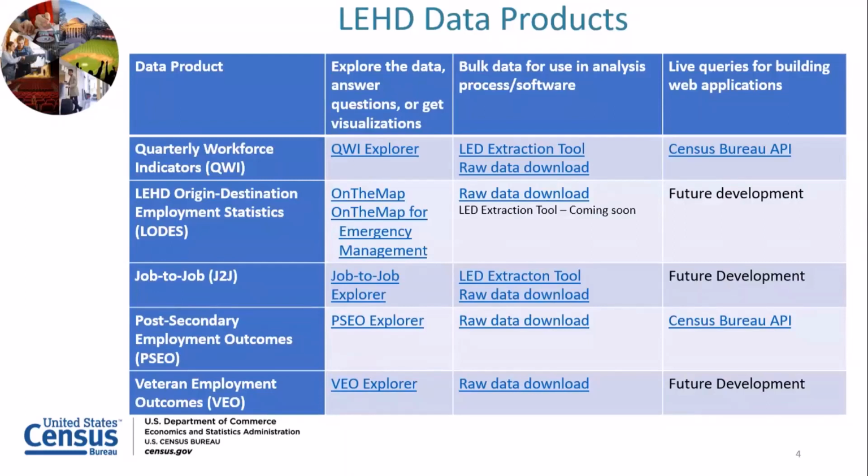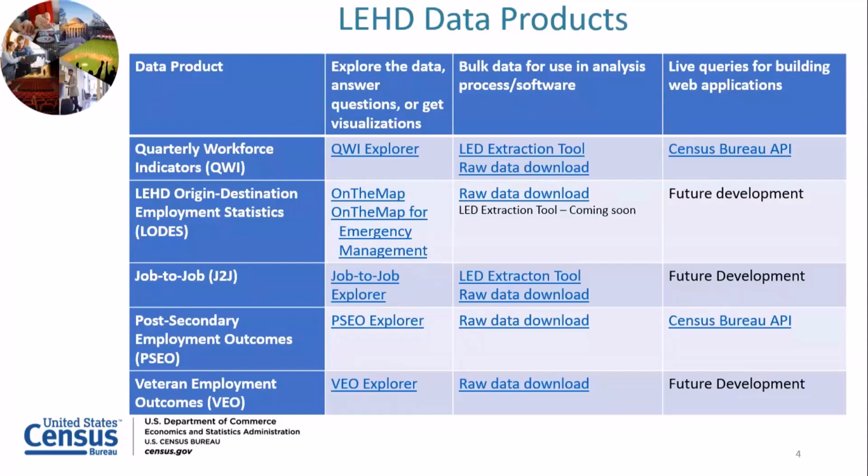If you are curious about employment, hires, separations, turnovers, and earnings, you would look at the Quarterly Workforce Indicator, or QWI, utilizing the QWI Explorer, the LED extraction tool, or Census API. If you want to look at the employment for detailed and customized geography, you would look at the LEHD Origin Destination Employment Statistics, or LODES data, using OnTheMap or OnTheMap for Emergency Management data tools, and coming later this year in the LED extraction tool.